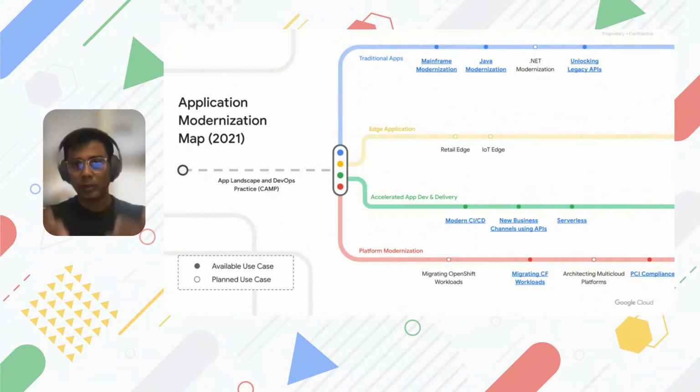And based on that, we are able to tell you, hey, you probably have a traditional applications problem or an issue. Like you have a lot of legacy applications, which are Java or .NET. Let's help you modernize them. Or maybe we need to work on your accelerated app dev and delivery.